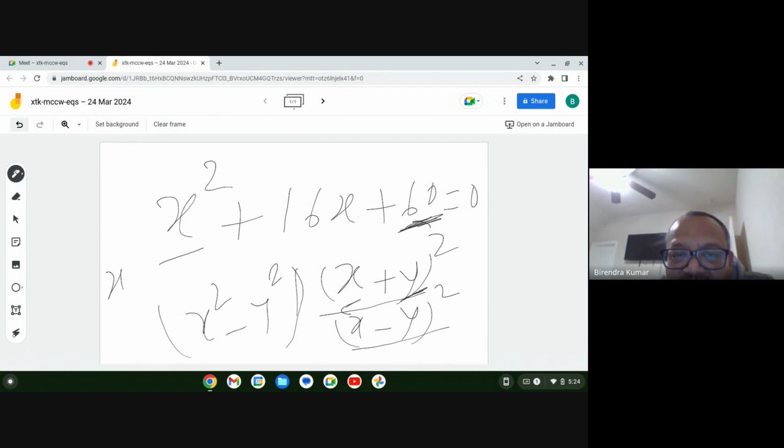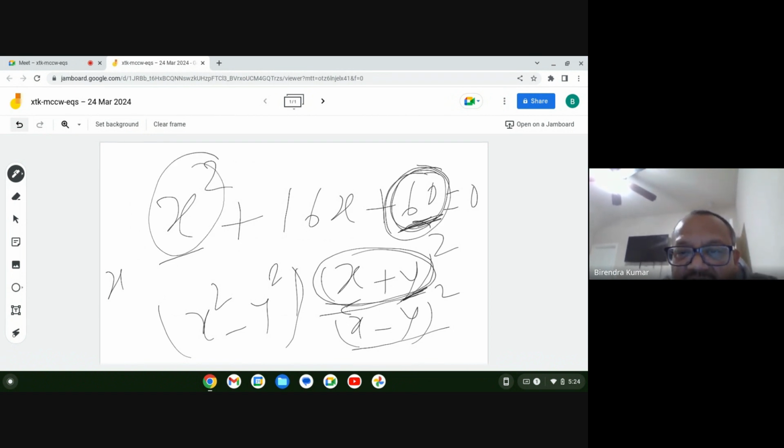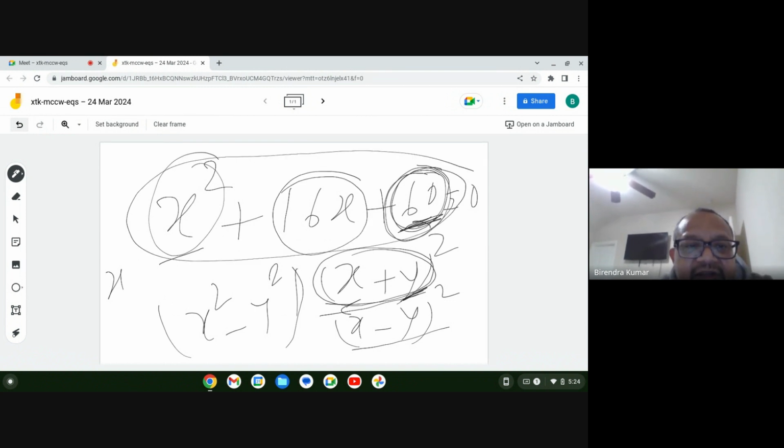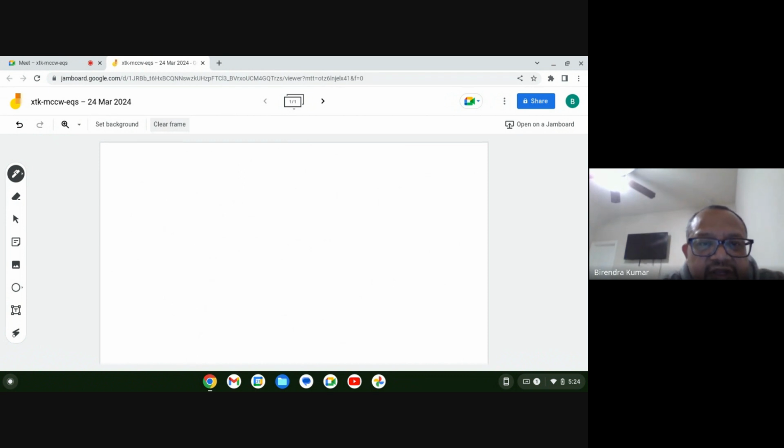So this part is not a square. So I cannot put this in the form of (x plus y) square. See, this is x, this is x square. If this is also a square, then we can see whether this is fitting in the formula for identities or not. Okay, let me put it this way. x squared plus 16x plus 60 equals 0. This is the question.